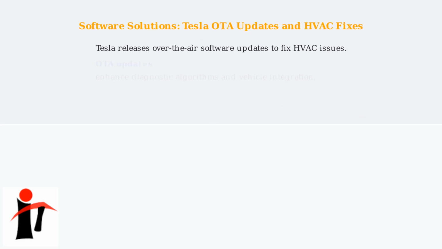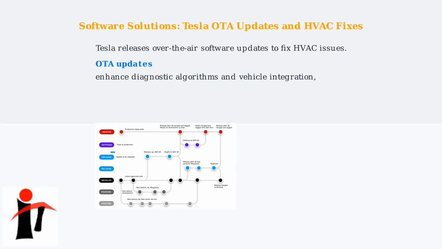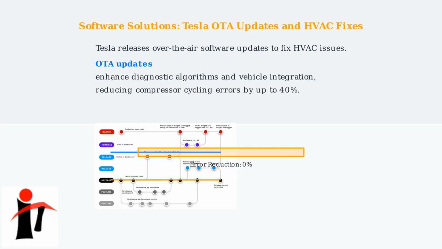Tesla frequently releases over-the-air software updates that address HVAC issues in the Model 3. These OTA updates enhance the system's diagnostic algorithms and improve integration with the vehicle's central computer. The software development process follows a branching model, where fixes are developed and merged into releases. These updates have reduced compressor cycling errors by up to 40%, as shown by the latest version 12.5.2.